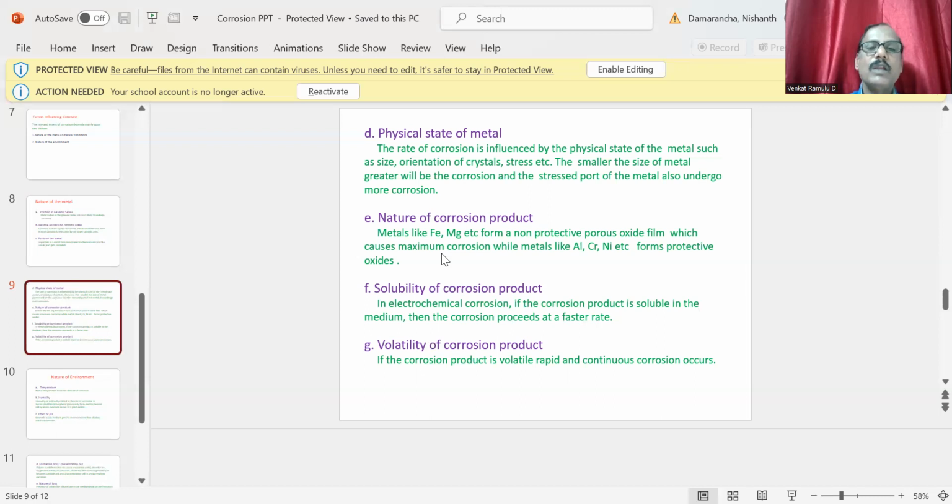Then volatility of corrosion product. If the corrosion product, nothing but the oxide film, is volatile in nature, meaning it evaporates easily, then continuous corrosion takes place. At the same time, the rate of corrosion will be more. So whenever the corrosion product is soluble, or volatile in nature, the rate of corrosion will be more.